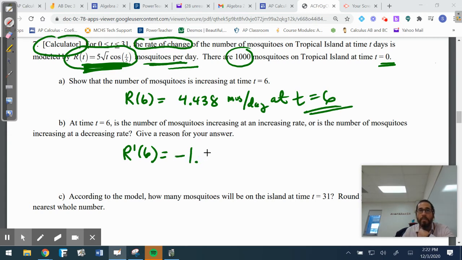And r prime of 6, that's equal to, and make sure you guys are doing these in your calculator, okay? Negative 1.913. All right. And then I just make sure it says give a reason for your answer. And I would say the number of mosquitoes is increasing at time t equals 6, right? We got this, but it's increasing at a decreasing rate. And how do I know that? Because r prime of 6 is less than 0.